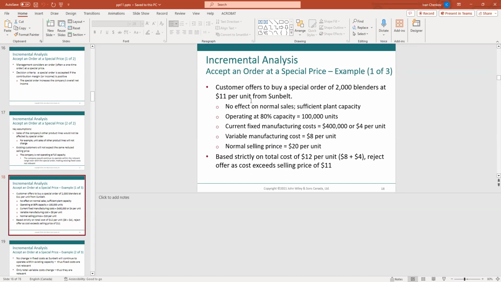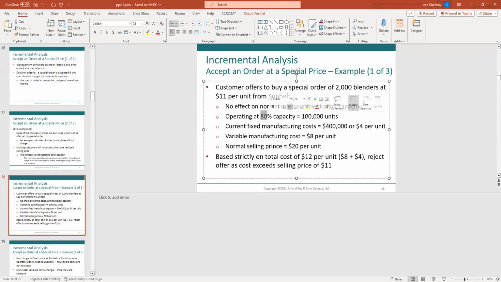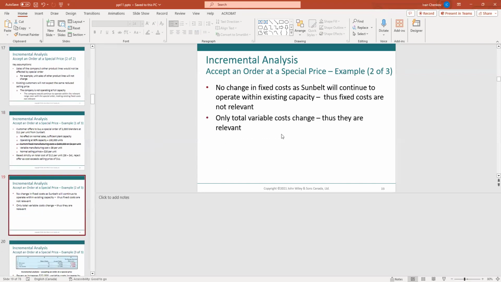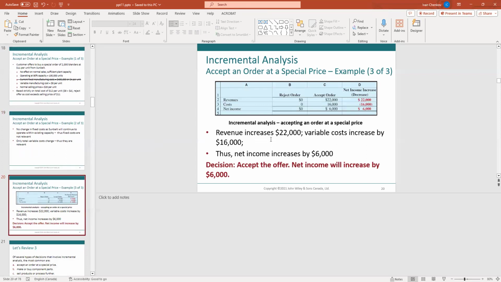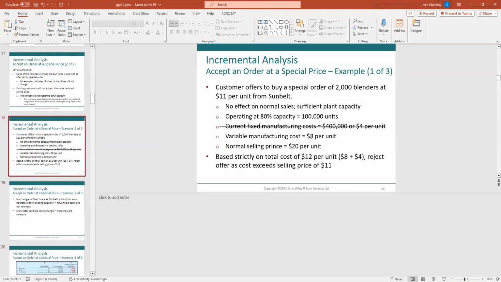And we went through this question when the customer offers to buy a special order of 2,000 blenders at $11 each. There will be no effect on the normal sales. The operating capacity is 80%. Current fixed manufacturing cost is $4 per unit, which we said in this case the current fixed manufacturing cost is irrelevant for our decision. So we're not going to consider this one. We're going to focus on the variable cost. For that reason, we base our calculation only and only on the variable cost, which at 2,000 units is $16,000, and sales price on 2,000 units at $11 is $22,000.